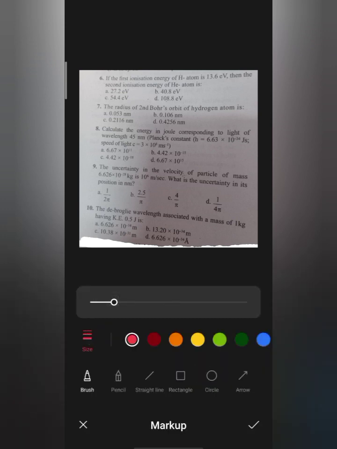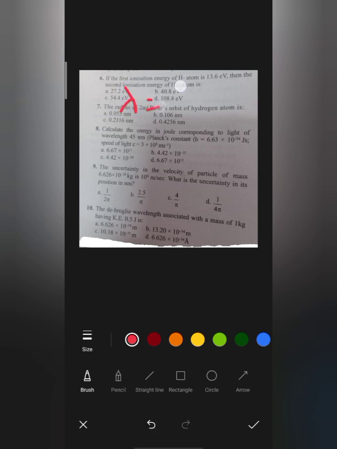The de Broglie wavelength associated with a mass of 1 kg having energy is this. That means in the question you are asked the wavelength and you have kinetic energy. So you know the formula of kinetic energy with the wavelength. Lambda is equal to h upon under root 2mE. Just substitute the values of h, m and E. You will get the answer, that is option A, 6.626 into 10 raised to power minus 34.